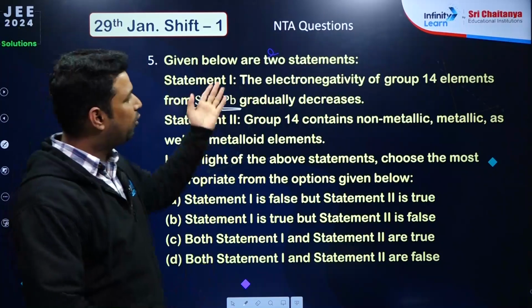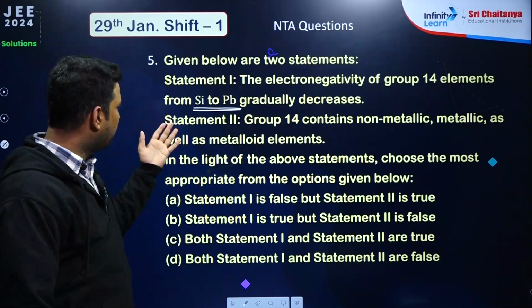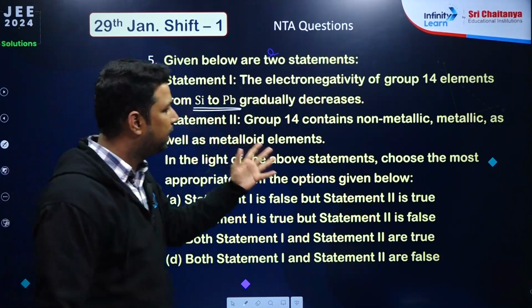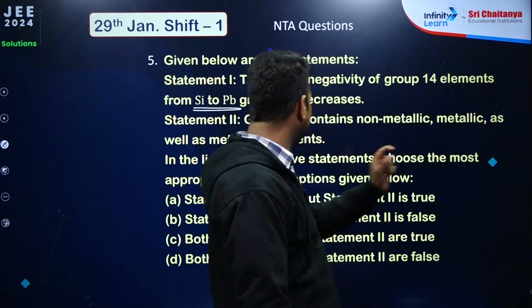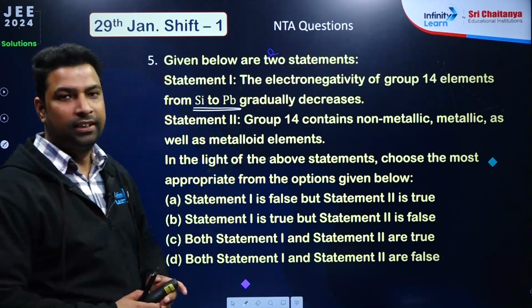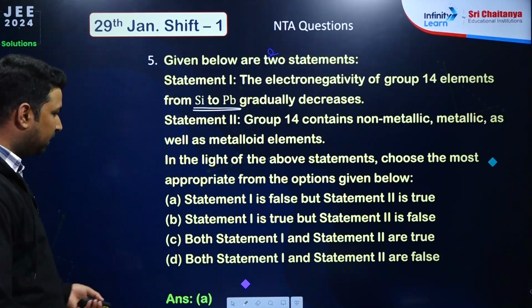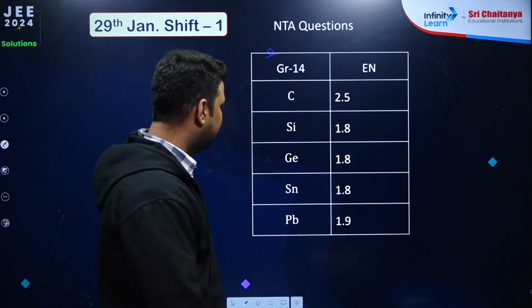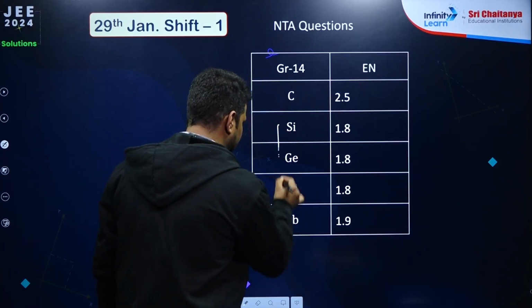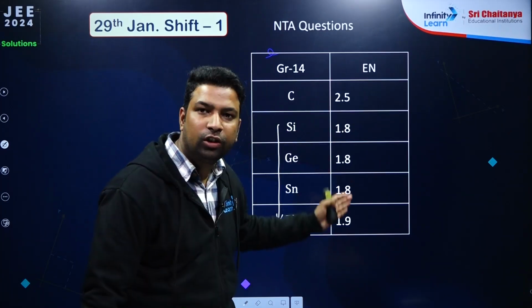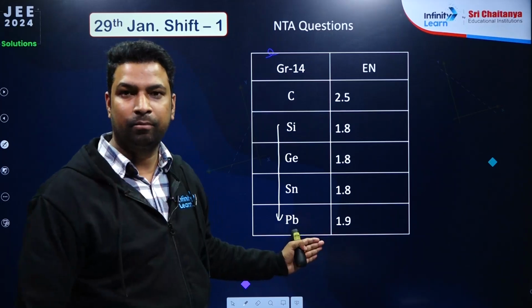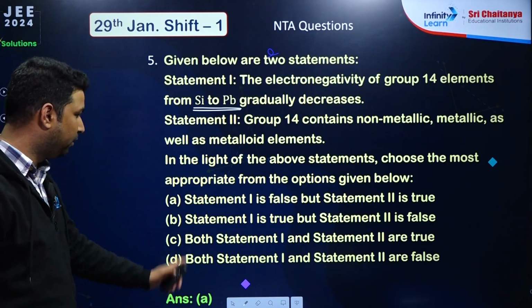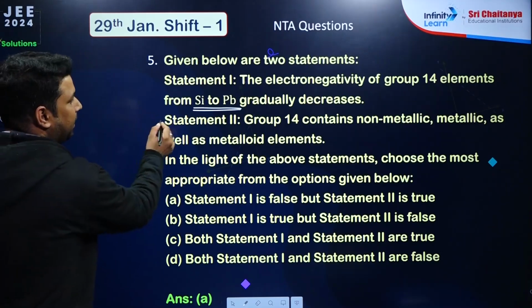Statement 1 says the electronegativity of group 14 elements from silicon to lead gradually decreases, and statement 2 says group 14 contains non-metallic, metallic as well as metalloids. Let's see what the answer will be. The answer is A. Let me explain how. This is the table taken from the NCERT. You can see that from silicon, the electronegativity is almost constant, as given in NCERT. So statement 1 should be false.